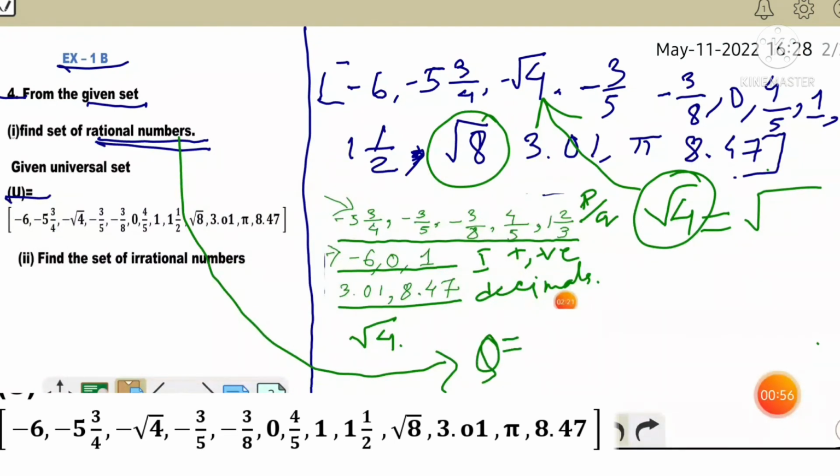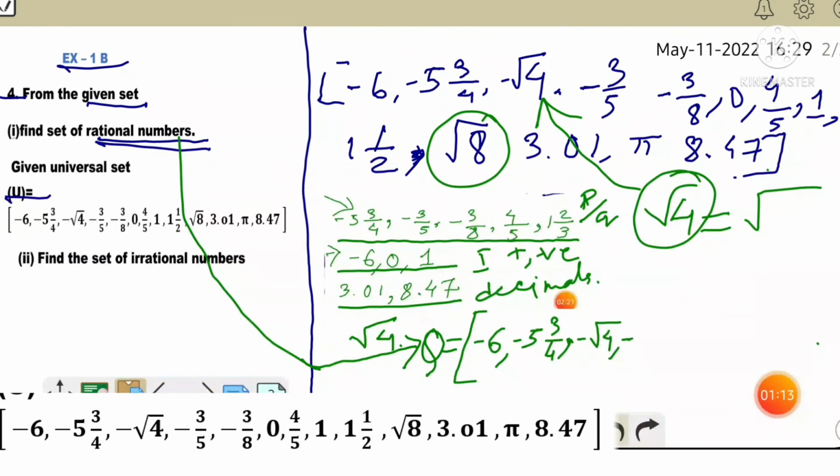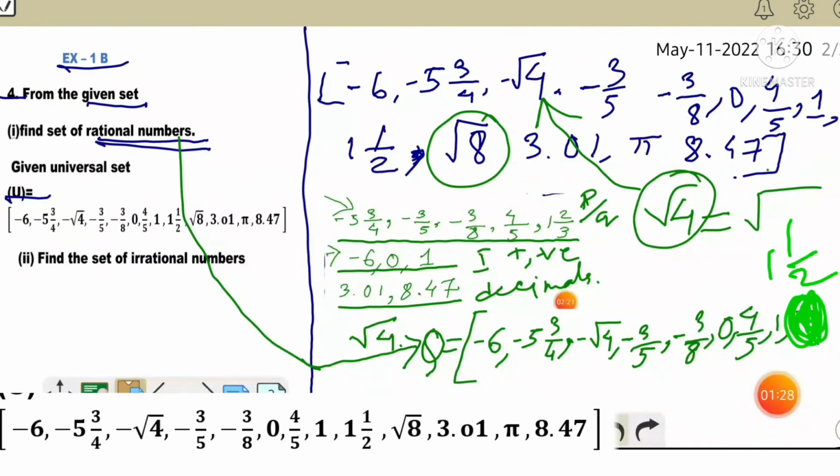So the set of rational numbers is denoted by Q. So they are -6, -5 3 by 4, minus root 4, -3 by 5, -3 by 8, 0, 4 by 5, 1, 1.5, 3.01, and 8.47.